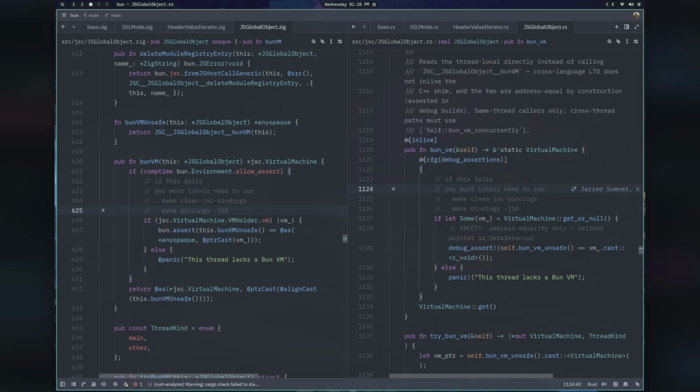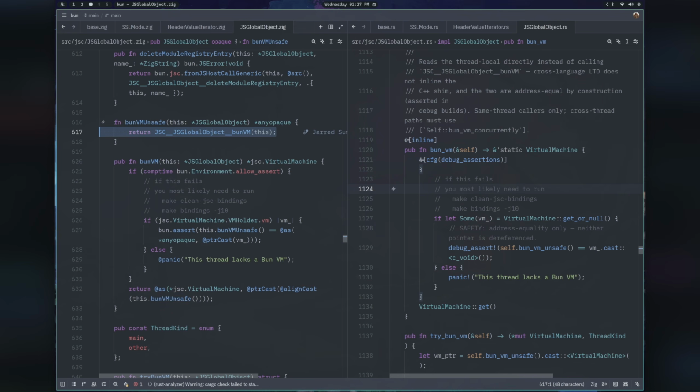And I found some Rust code that is quite a bit better than the Zig code that it originally was. And here's the Zig version. You see this line right here. This is a call out to a C++ function to get the VM pointer. Every single time bunVM is called, the code jumps over to C++ and then comes back.